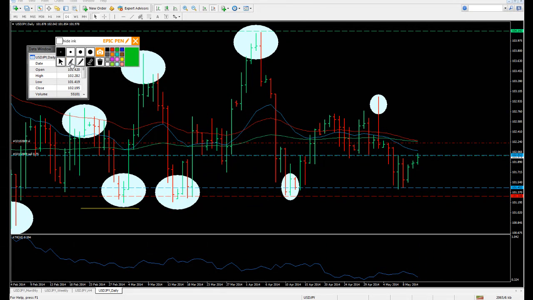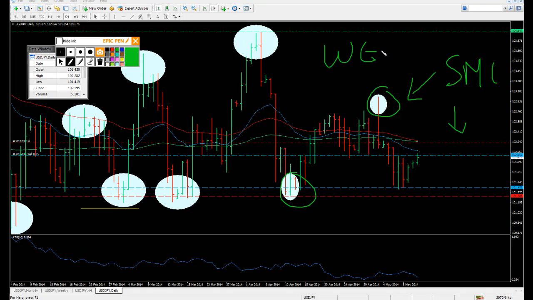What we have in dollar yen is a bit of market compression at the moment. Over here it's a higher low, but this is a lower high. So at this particular moment we have a single market compression, so probabilities are towards the downside. The weekly is also overextended as well.